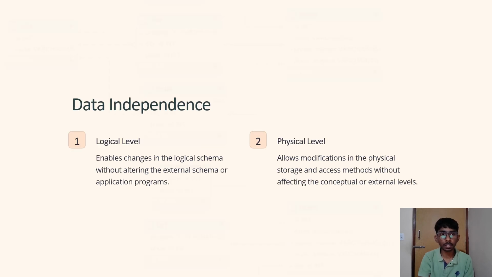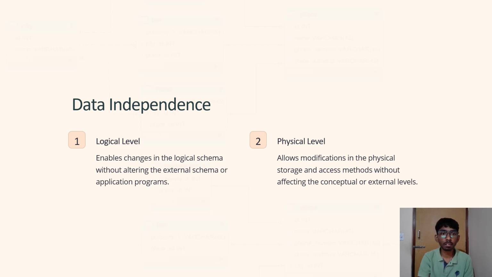Data independence, also known as logical level and physical level. There are two parts. Logical level enables changes to the logical schema without altering the external schema or application programs, whereas physical level allows modifications in the physical storage and access methods without affecting the conceptual or external levels.